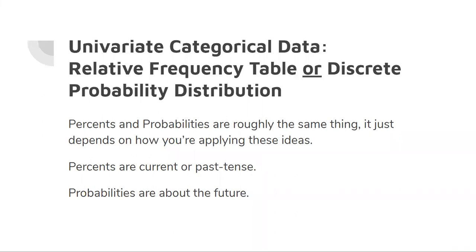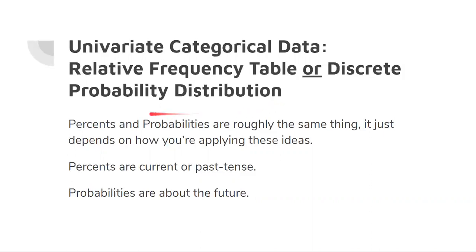So just like with numerical data, we have univariate categorical data and we have bivariate categorical data, and we can deal with both of those in a couple different ways. When we're dealing with univariate categorical data, we have either relative frequency tables or discrete probability tables. That is the way that we can utilize this to branch into probability. We'll look at frequency tables as well, and then show how those are related to these.